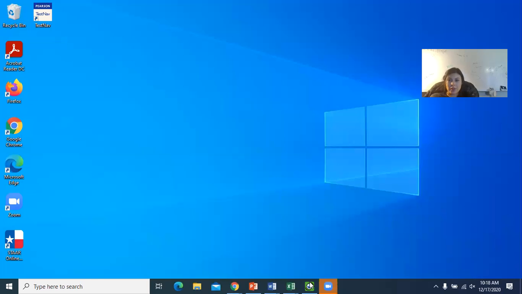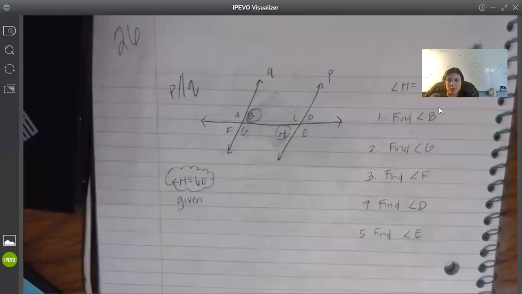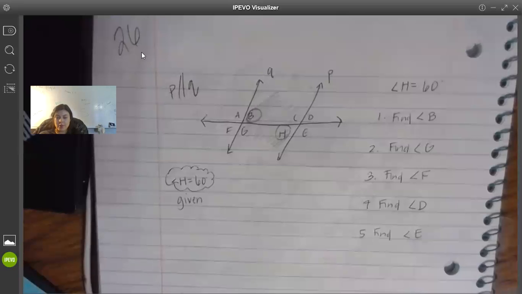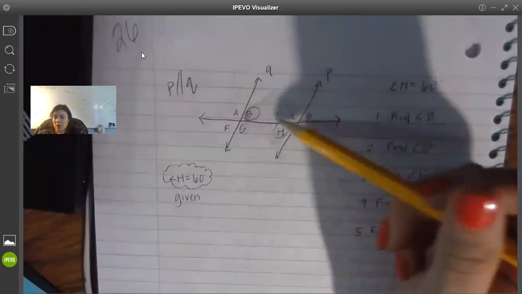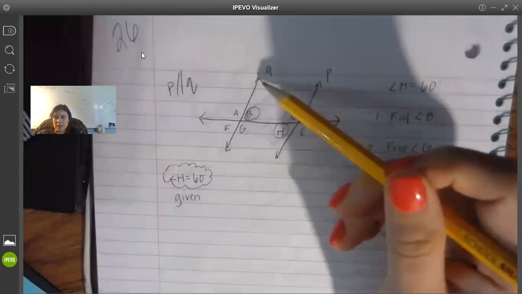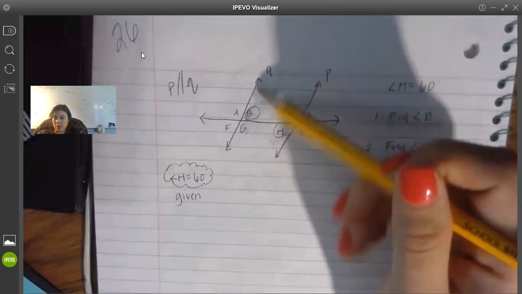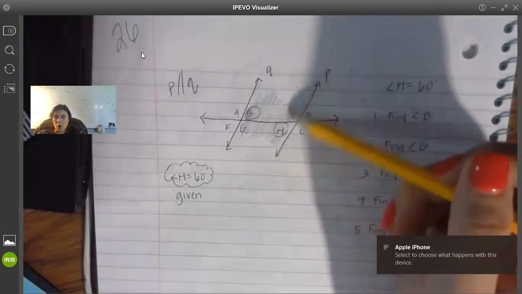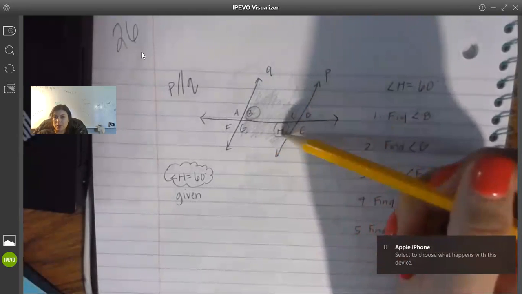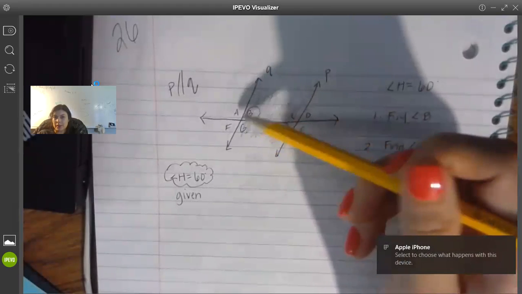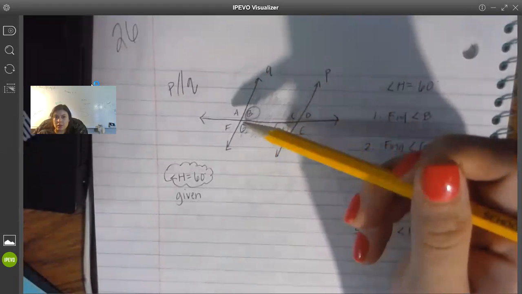All right, so what we're going to do is review the different types of angles formed by the transversal. So there are these two parallel lines. They're going in the same direction, so I color right here between them. You always have to do that first. Color between the lines.